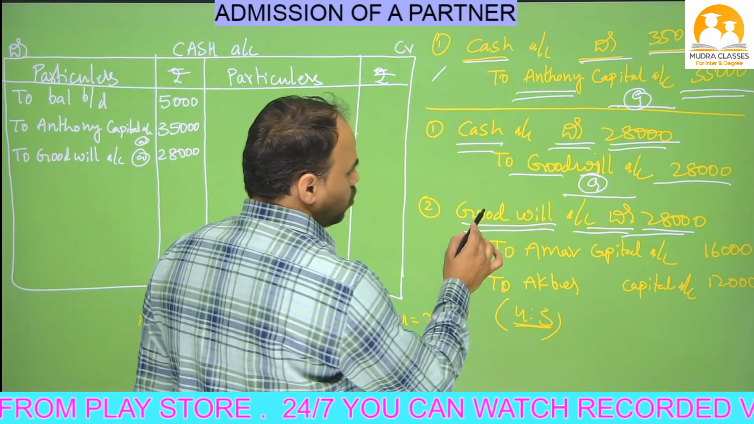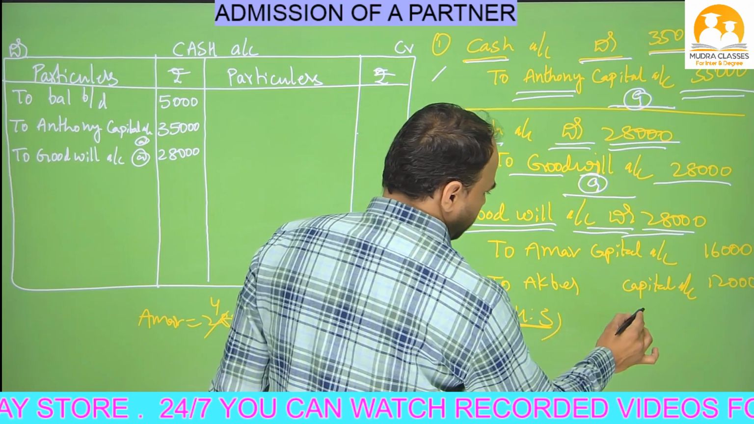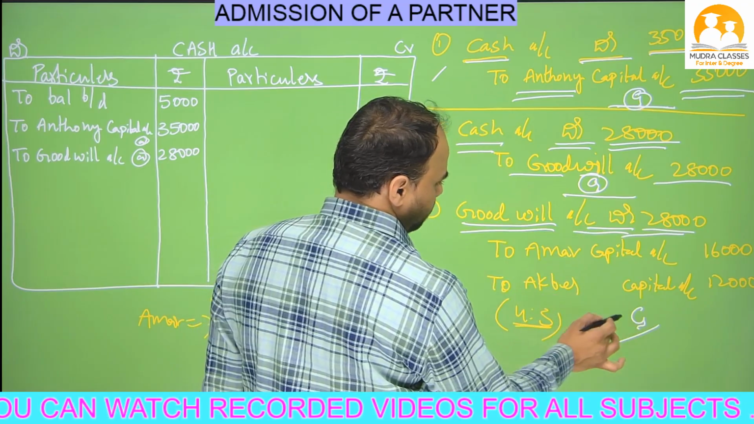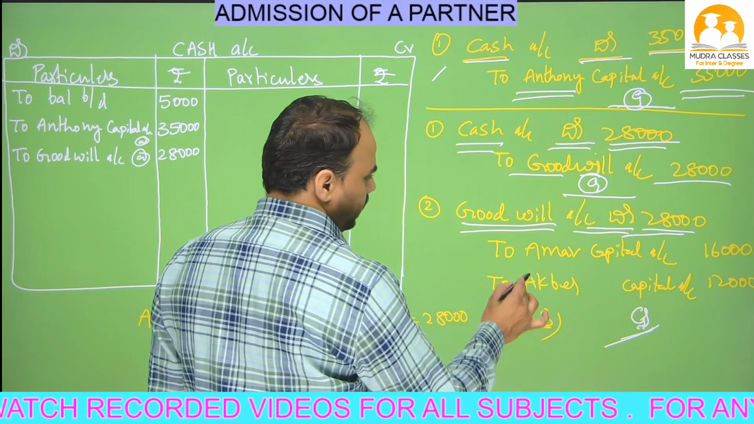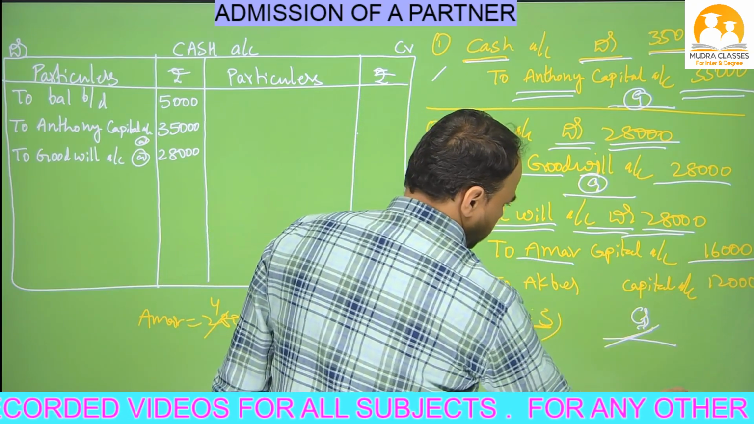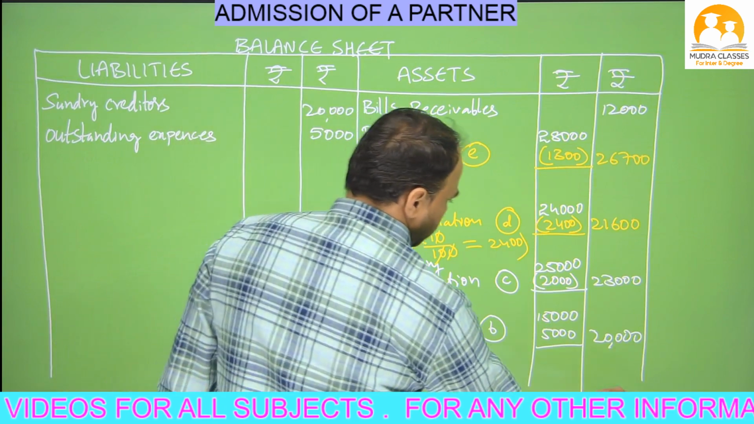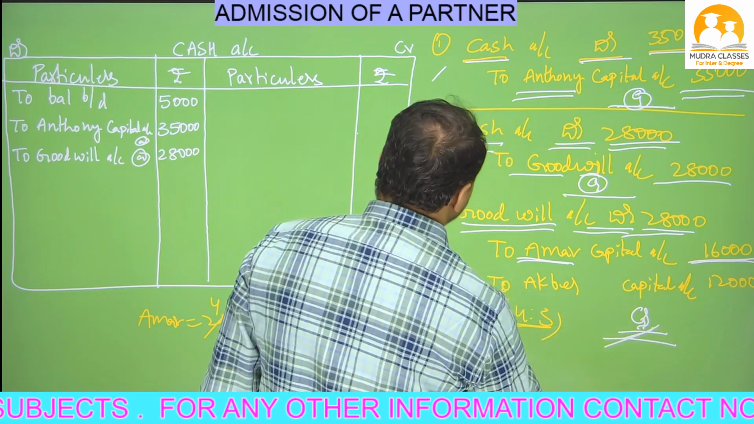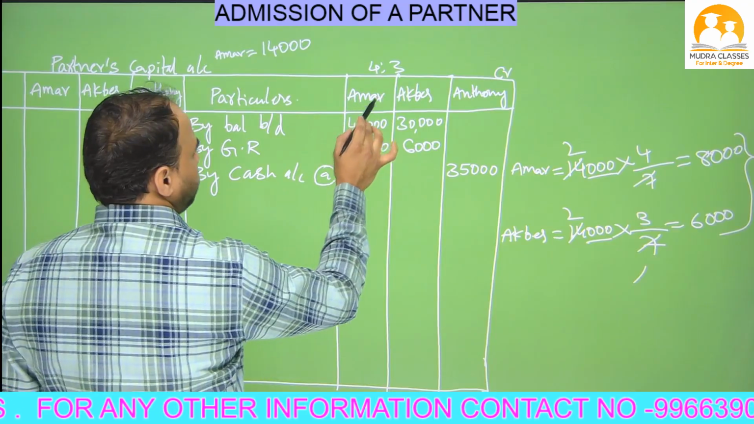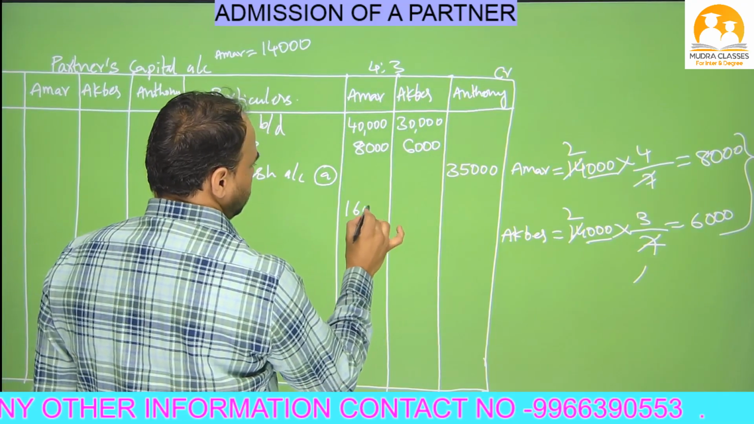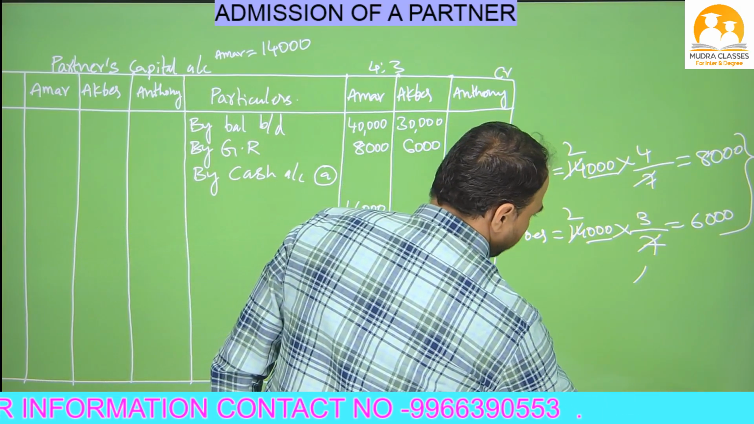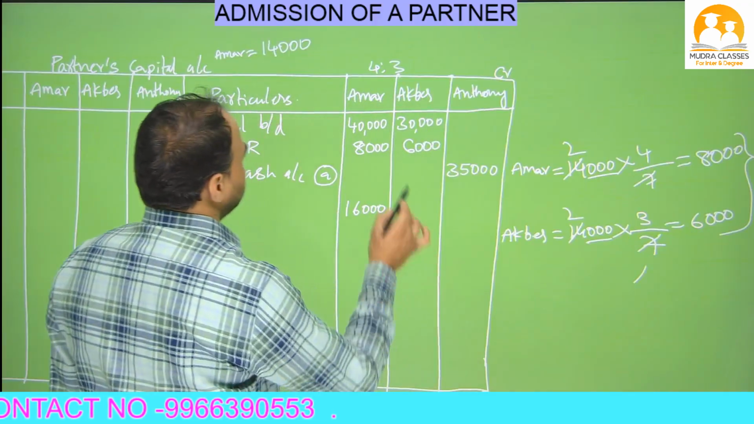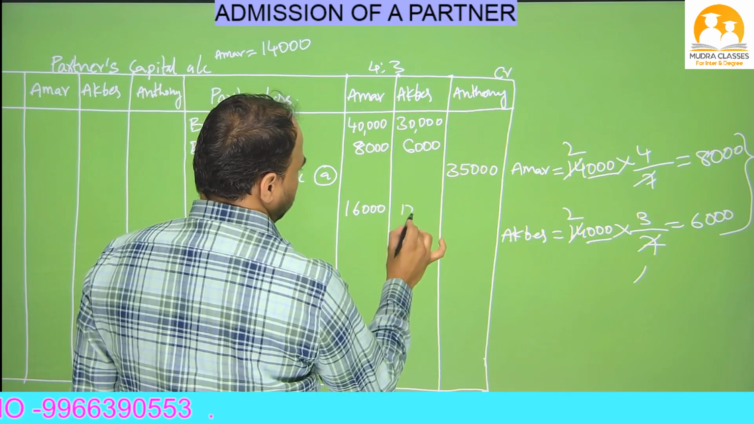Now finally, goodwill is on debit side, that means Amar capital and Akbar capital is on which side beta? Credit side. So write in Amar capital credit side 16,000. So this is Amar capital, this is a credit side, I written 16,000. Okay, next one, Akbar capital credit side 12,000.